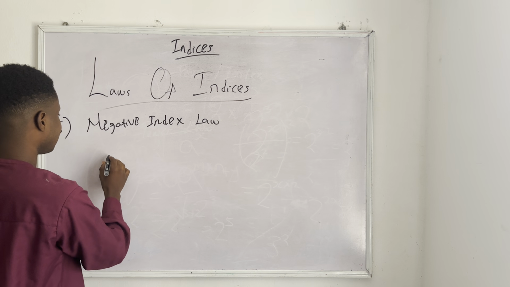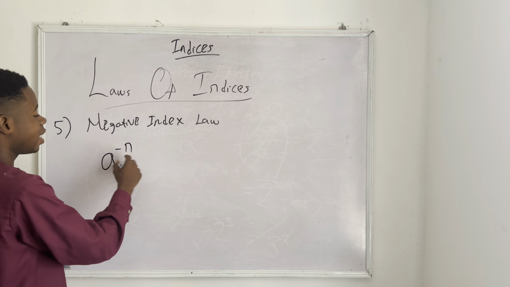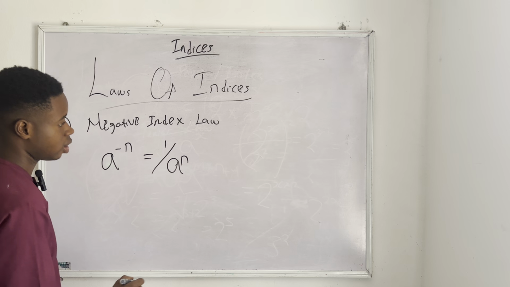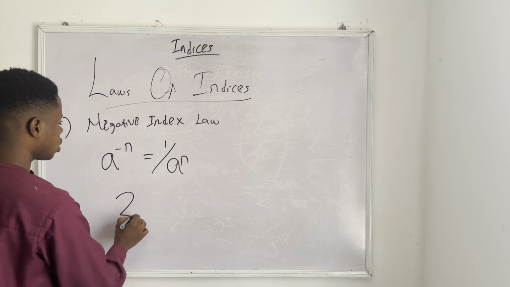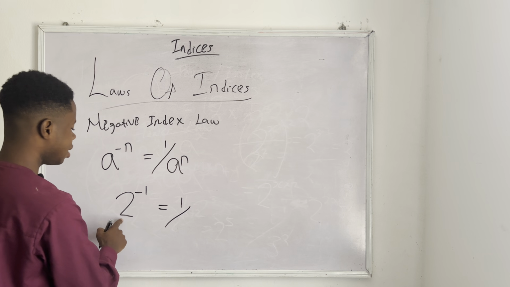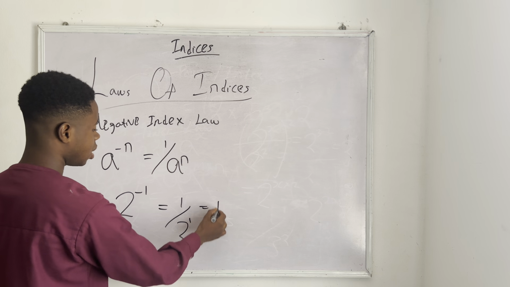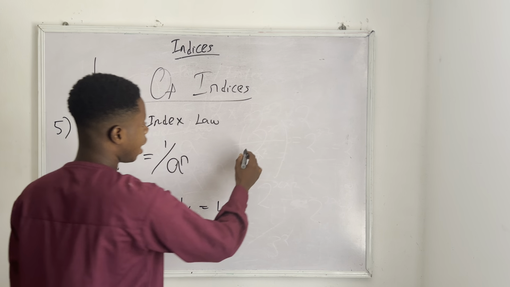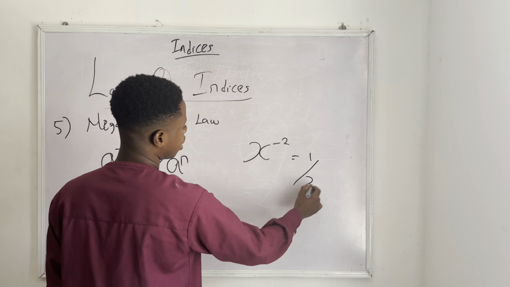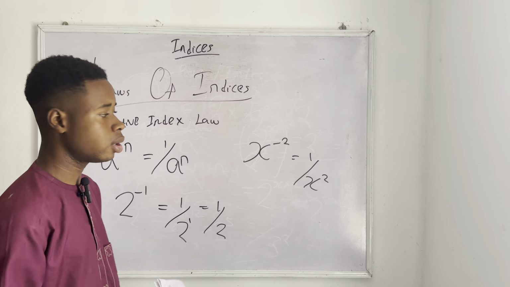Now what this says is that if I have a raised to the power of minus n, then this is equal to 1 all over a raised to the power of n. Now take for example, if I have 2 raised to the power of minus 1, my n here is 1, then this will be 1 all over the base. You write the base, which is 2, then the n, 1, which is the same thing as 1 all over 2. If I have x raised to the power of minus 2, this will be 1 all over x squared. This is the negative index law.